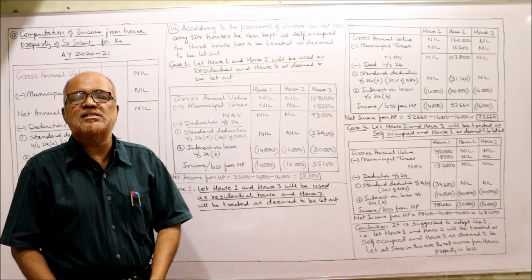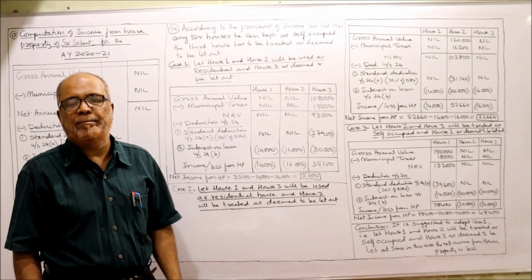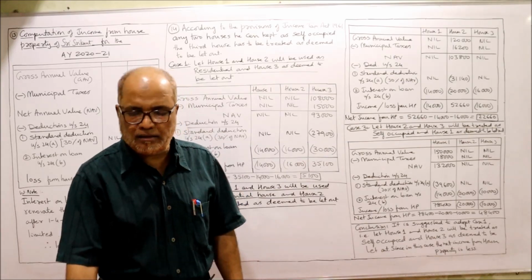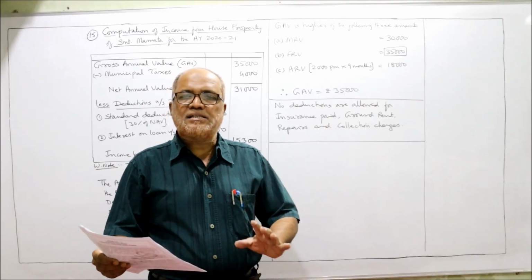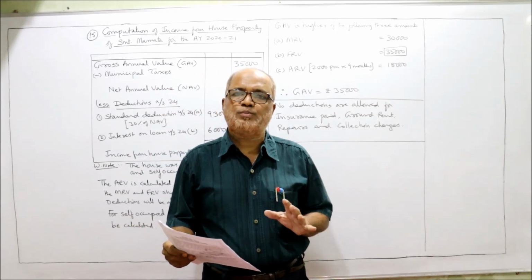In that case, his total income from house property, net income from house property will be lower. That's it. So this is the end of problem number 14. Come on, now we'll start the last and final problem. Problem number 15 on computing the income from house property.